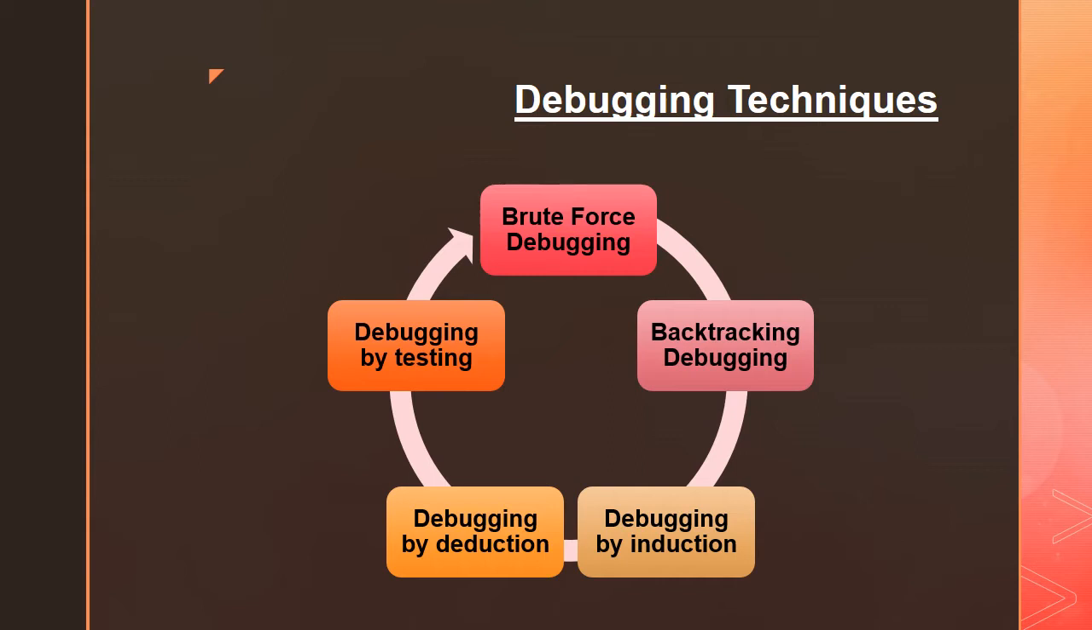So using the induction process, we are testing the entire program. Then the next is debugging by deduction. What happens in debugging by deduction? In this technique, the debugger determines all the possible causes of the errors and uses certain data to eliminate those causes. After that they refine the remaining causes into a particular hypothesis and then prove it. So deduction means eliminating all the causes that are responsible for the occurrence of the errors.